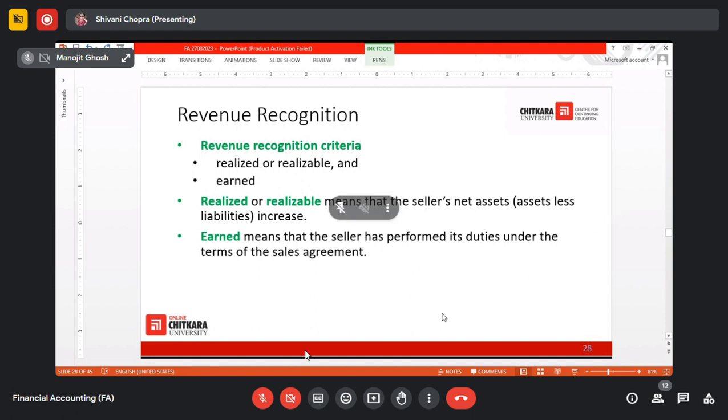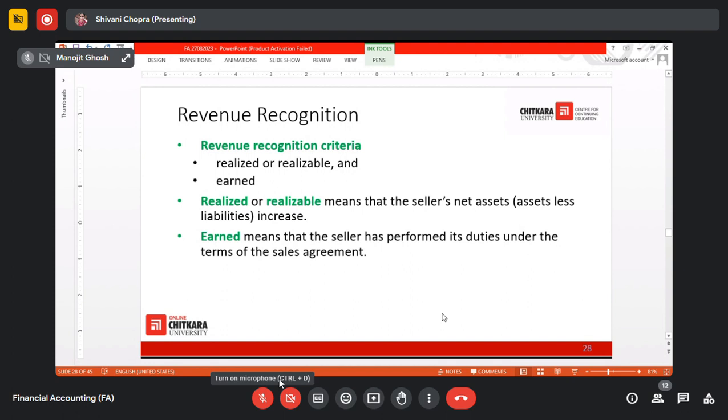What is the meaning of earned? Earned here means that the seller has performed all the duties under the agreement of sales accounting, or sales agreement. So that means accounting for revenue is actually very complex.